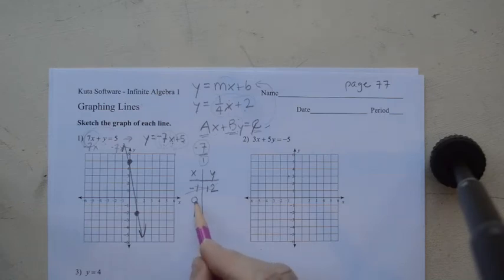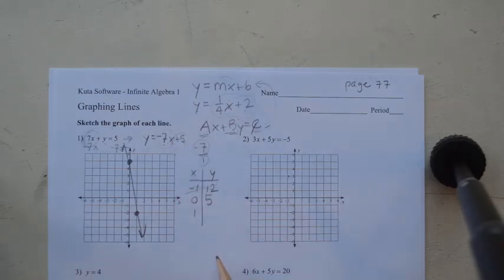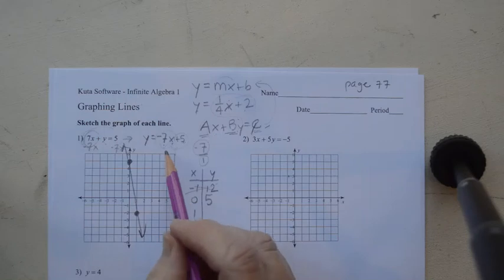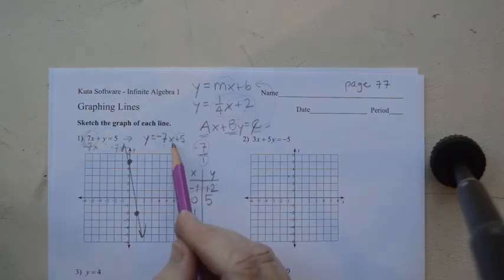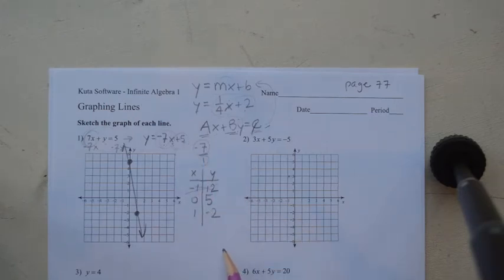If I plug in 0, -7 times 0 is 0, plus 5 is 5. And then I plug 1 in, -7 times +1 gives me -7. -7 plus 5 is -2. Right, and then I would plot them. Well, it just so happens that those are the points that are already on there. Right, 0, 5, and 1, -2.